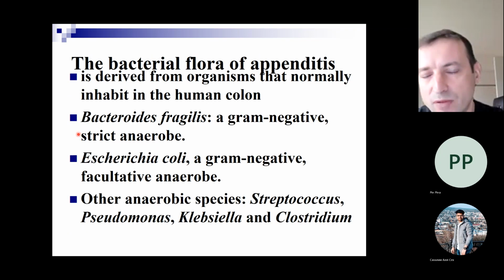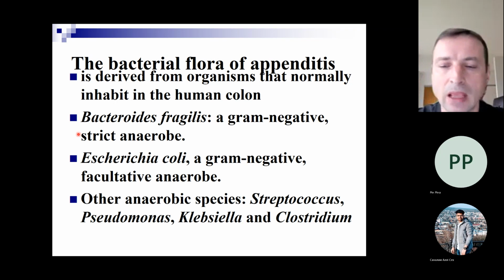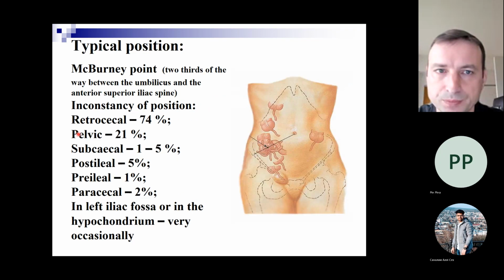The bacterial flora of the appendix is derived from organisms that normally inhabit the human colon. They are Bacteroides fragilis, a gram-negative strict anaerobe, Escherichia coli, a gram-negative facultative anaerobe, and other species such as Streptococcus, Pseudomonas, Klebsiella, and Clostridium.